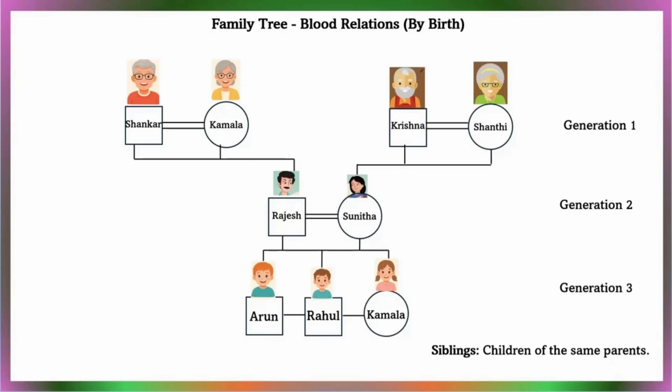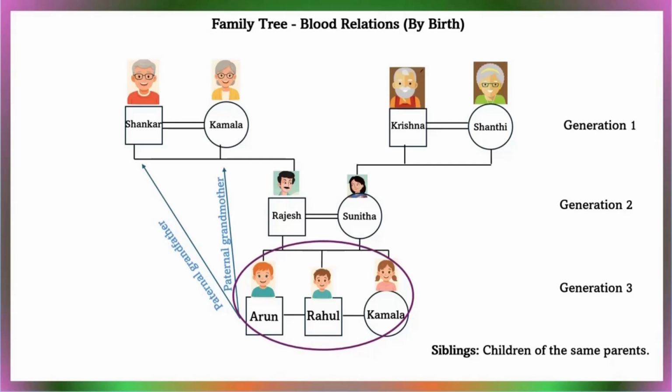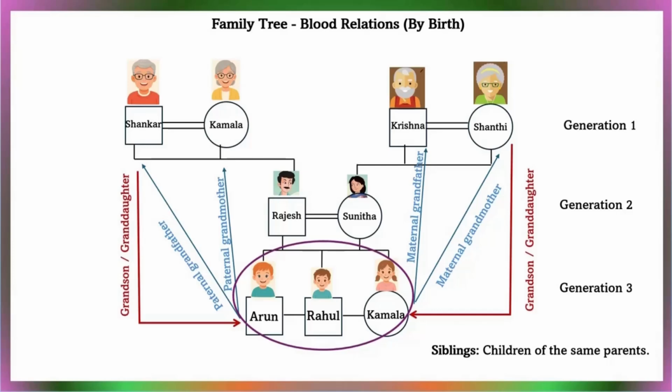We call them generations because each level represents people born in different time periods. Grandparents from one generation, parents the next and children the next. Shankar and Kamala are called the paternal grandfather and grandmother of Arun, Rahul and Kamala because they are from the father's side. Krishna and Shanti are called the maternal grandfather and grandmother because they are the mother's parents. Arun and Rahul are grandsons and Kamala is a granddaughter of Shankar, Kamala, Krishna and Shanti.